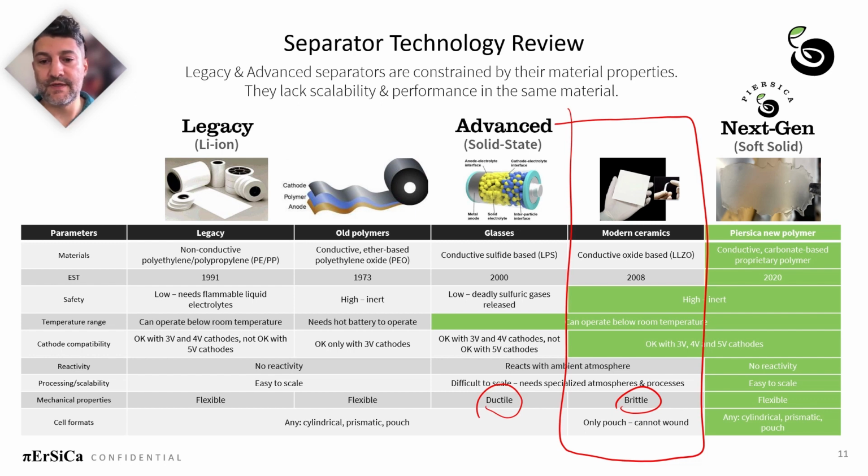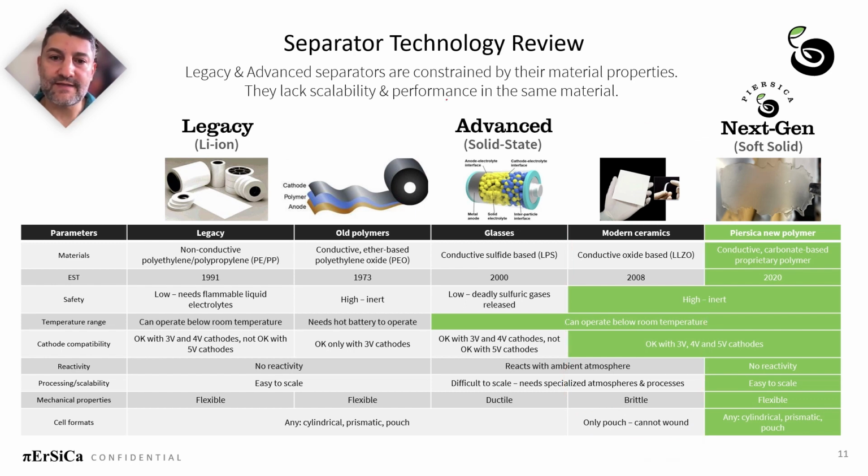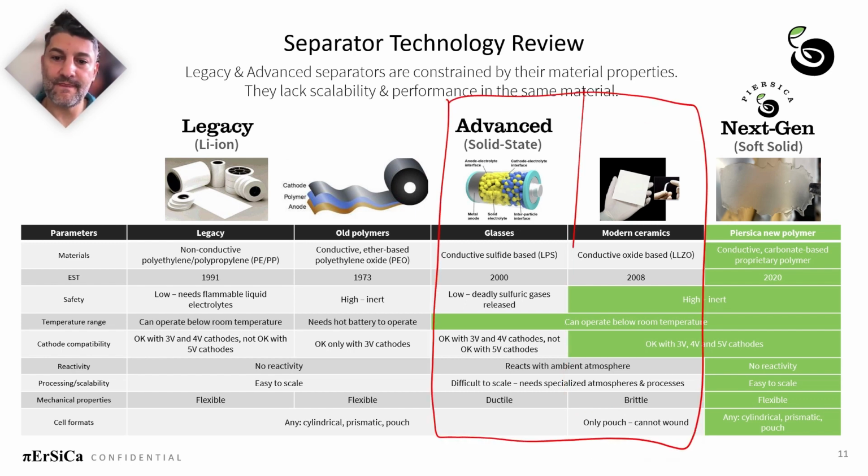So that's a problem. Because they're so brittle, you can only make pouch cells. You cannot get wound formats because you cannot bend this material too much. You can bend it to some angle, sort of like the flexibility of a credit card, but not more than that. Two major issues with these two classes is that they're heavy. So it's very difficult to get high energy density out of them. They're between 3 and 5 times heavier than the legacy system.